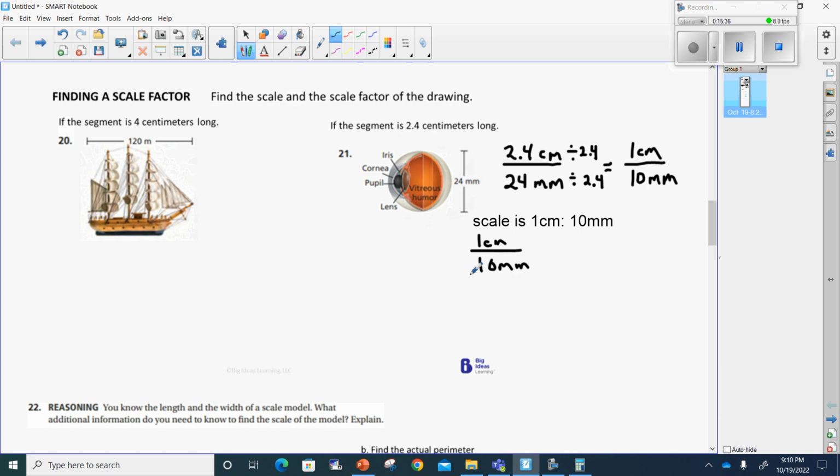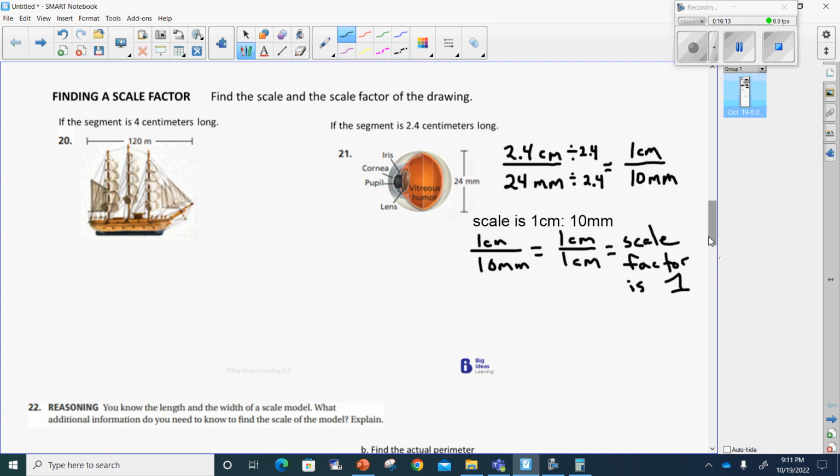Since I know that 10 millimeters is equal to 1 centimeter, this is 1 centimeter over 1 centimeter. That's why I was confused. I'm getting the same number here. So since I know that that's a scale of 1 to 1, the scale factor is 1. Wow, okay. Scale factor is 1.